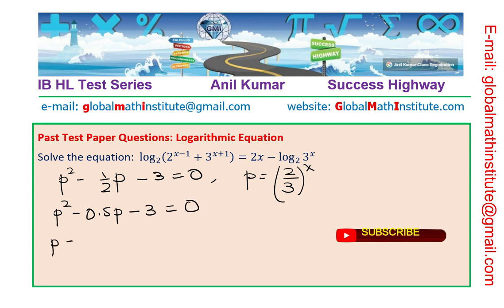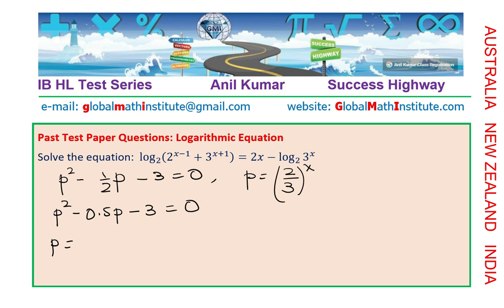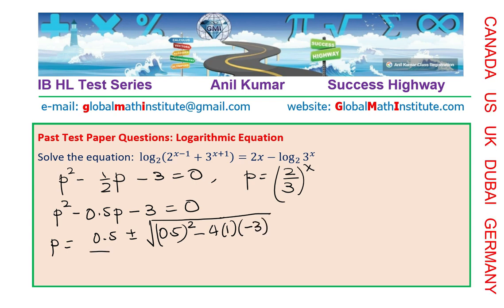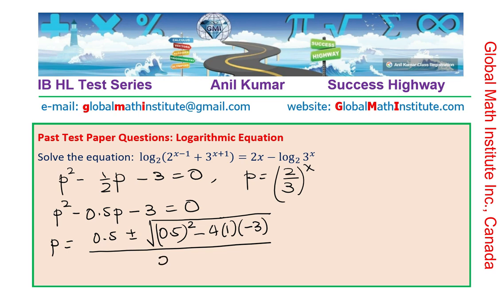So we can say that p is equal to, we'll apply the quadratic formula, minus b, which is 0.5, plus minus square root of b square, which is 0.5 whole square, right? Minus 4ac, so 4 times a is 1 times minus 3, correct? Over 2a, 2 times 1, correct? Now clearly this is an exponential equation and we know p is positive, correct? Greater than 0. So let's use the calculator to solve this and find the positive value of this particular solution.